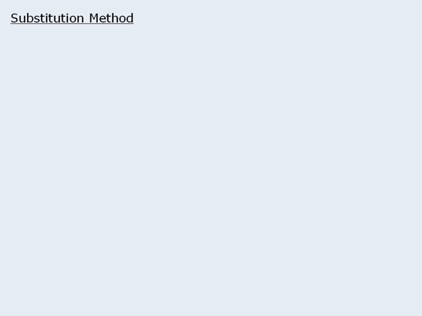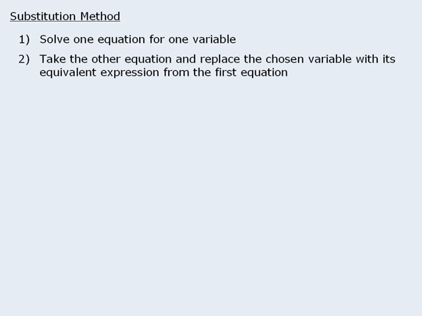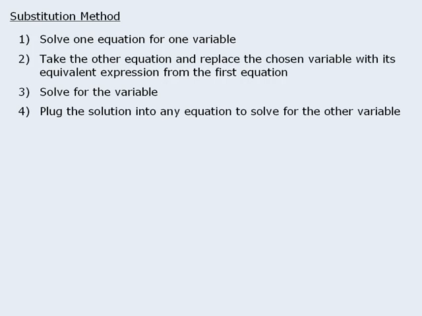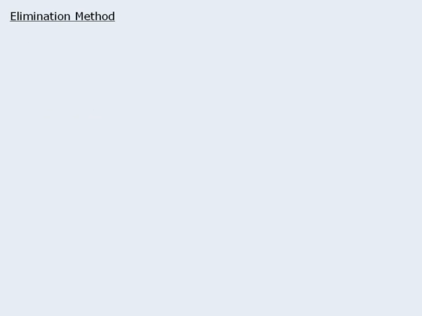Okay, let's summarize the steps involved in the substitution method. First, choose an equation and solve it for one variable. Then take the other equation and replace the chosen variable with its equivalent expression from the first equation. Then solve for the variable, and plug the solution into the equation to solve for the other variable. Okay, now let's examine another technique called the elimination method.